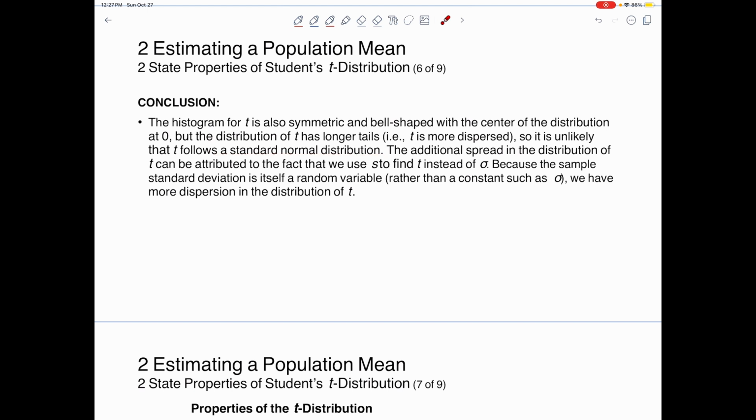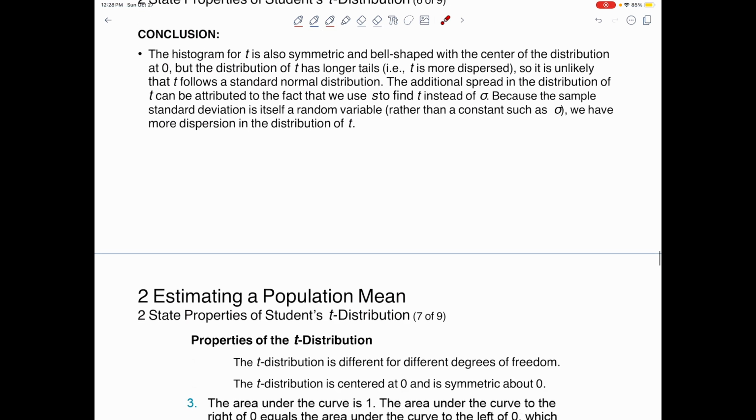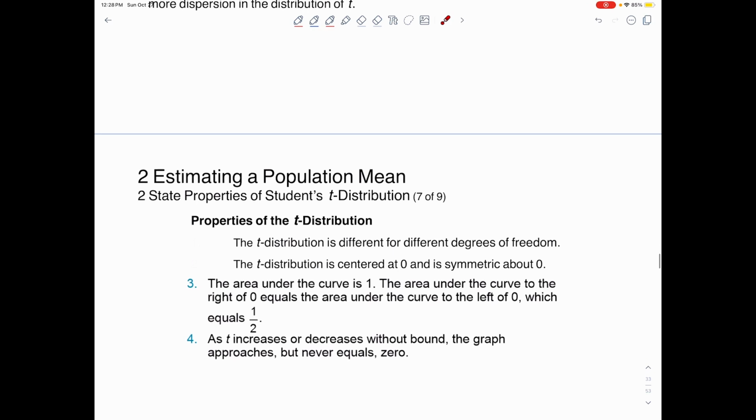The additional spread in the distribution of t can be attributed to the fact that we use the sample standard deviation instead of the population standard deviation. And because the sample standard deviation is itself a random variable rather than a constant, such as the population standard deviation, we have more dispersion in the distribution of the t-scores. And that is why we have the heavier tails.